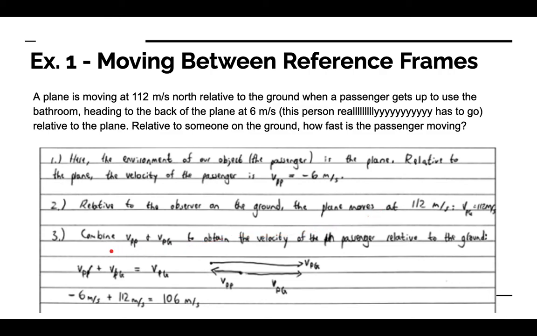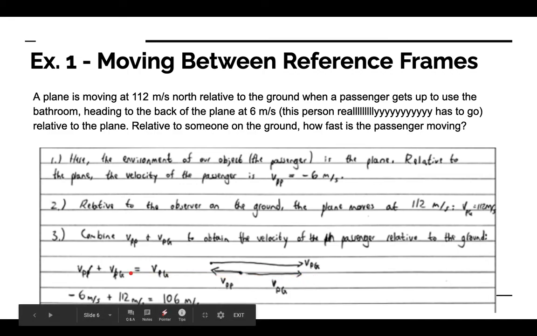Now the last thing we do is combine the velocity of the person relative to the plane and the velocity of the plane relative to the ground to obtain the velocity of the passenger relative to the ground. The velocity of the person relative to the plane plus the velocity of the plane relative to the ground equals the velocity of the person relative to the ground. So we get negative 6 meters per second plus 112 meters per second equals 106 meters per second. This makes sense because as our person is on the plane, they are still moving forward and hence have a positive velocity.